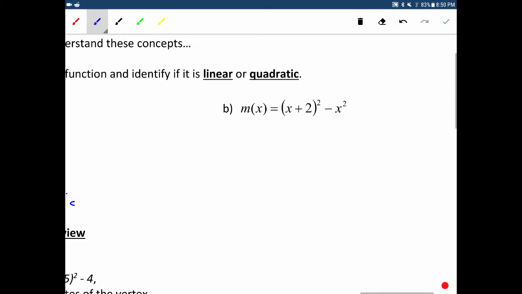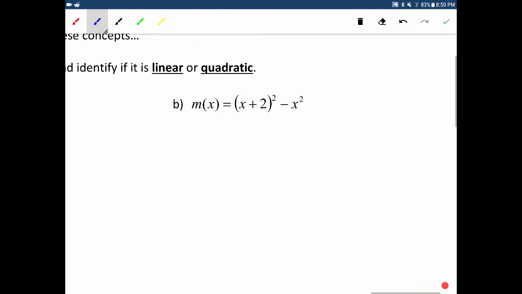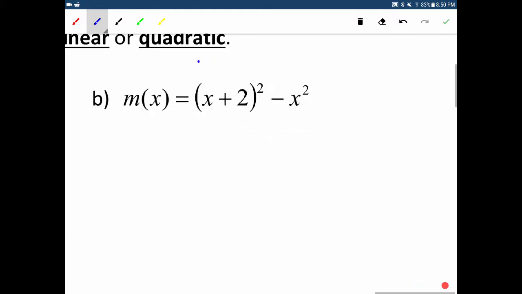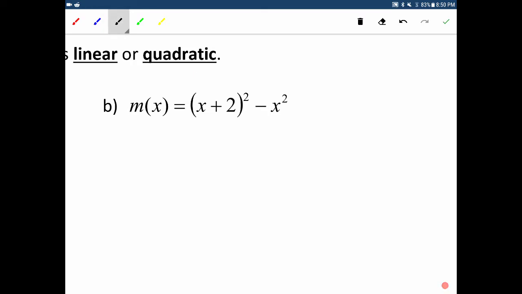Okay, so let's take a look at this next one. And this one's not as obvious because you can look at it and see that we've got these squareds, and you might think, wow, it's got to be quadratic, and it might be, but it might not be. So let's take a look. So what we're going to do is write this out like x plus 2 times x plus 2. We still got our minus x squared there. And we're going to use FOIL on this.